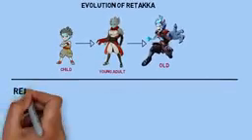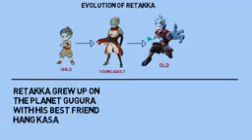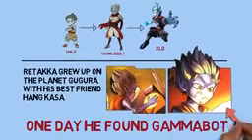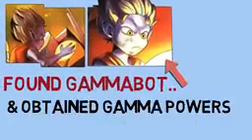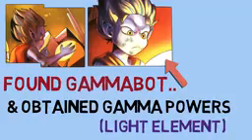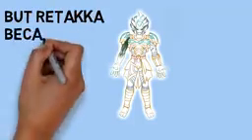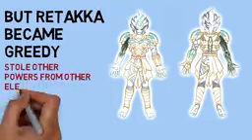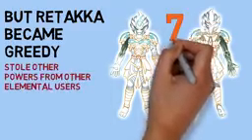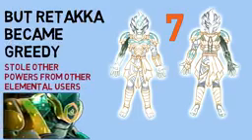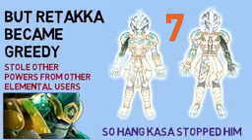So he actually grew up on a planet called Gugura with his best friend Hankasa, and then eventually later in his life as a child he found Gamma Bot, which is a power sphere that granted him the power of Gamma, which is the light element, the third level of light element. So with the Gamma powers, Retak became a powerful elemental user, but later he became greedy, he became power hungry. He proceeded to steal other elemental powers from other elemental users, collecting many elemental powers within him, and then he even tried to steal his friend's powers.